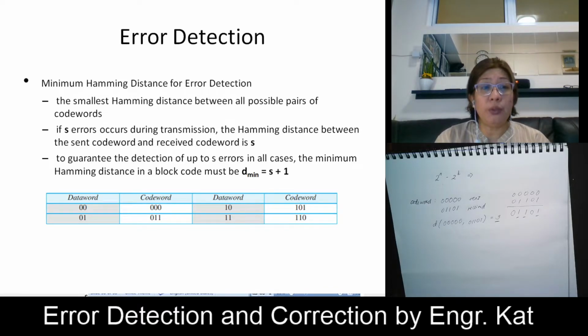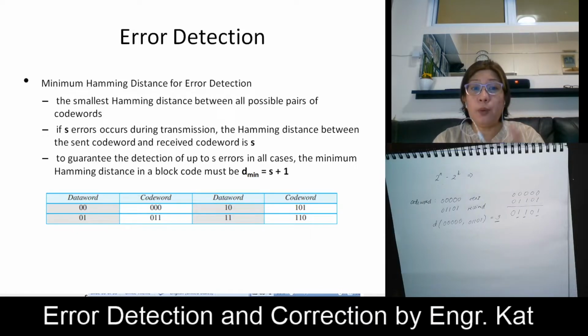In other words, if the minimum distance between all valid code words is S plus 1, the received code word cannot be erroneously mistaken for another code word, and the error will be detected. Although D minimum, which is equivalent to S plus 1, may be able to detect more than S errors in some special cases, only S or fewer errors are guaranteed to be detected.